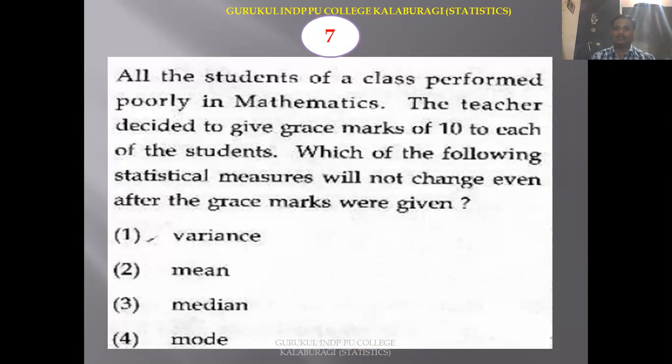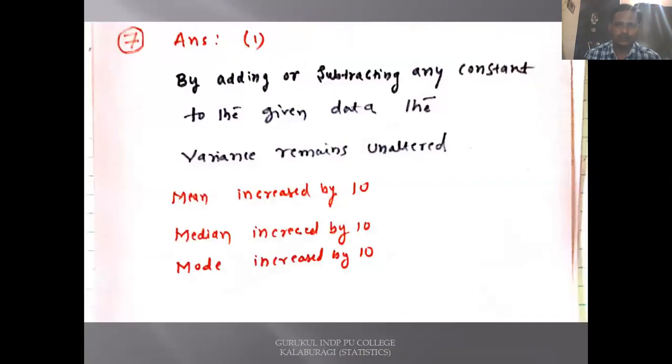While adding and subtracting, the mean is obviously going to change. It is going to increase by the same value that we add. The median is also going to increase by the same value, whatever we add or subtract. Similarly, mode is related to mean and median, so mode is also going to change by whatever we increase or decrease. So the data which never changes while adding or subtracting is nothing but variance. So the right option for this is the first option. By adding or subtracting any constant to the given data, the variance remains unaltered. This we need to remember always.